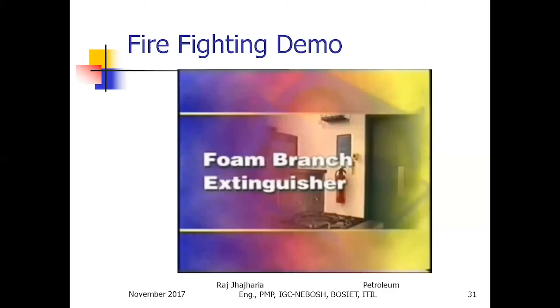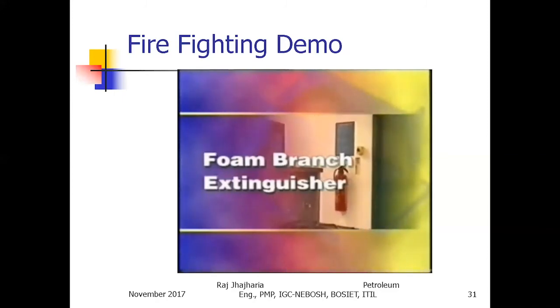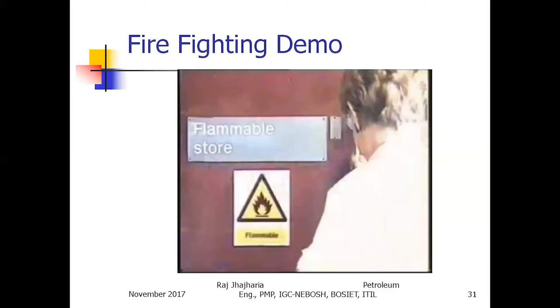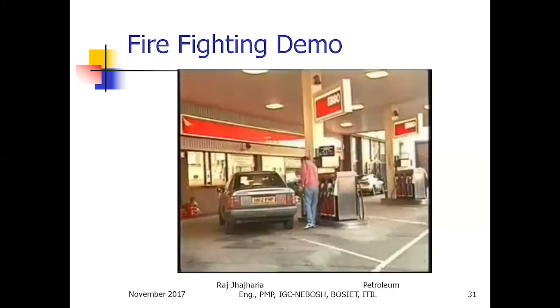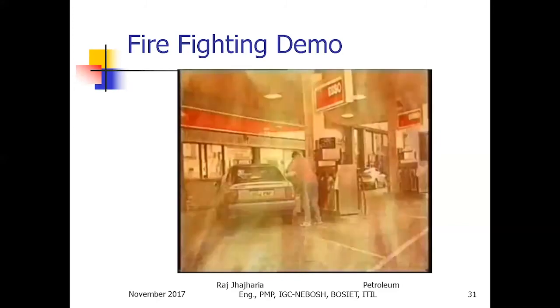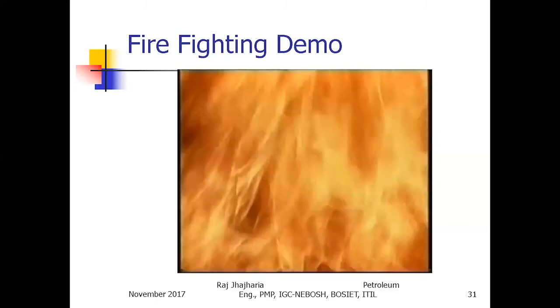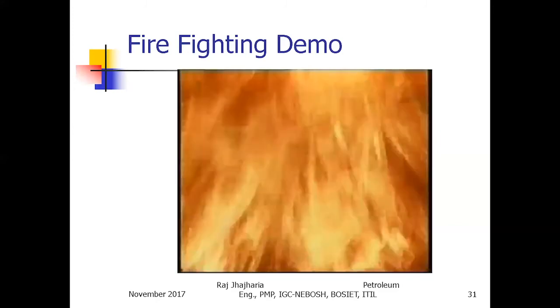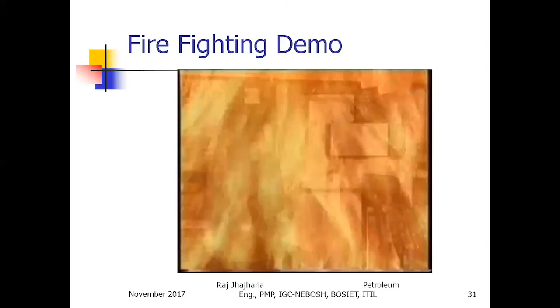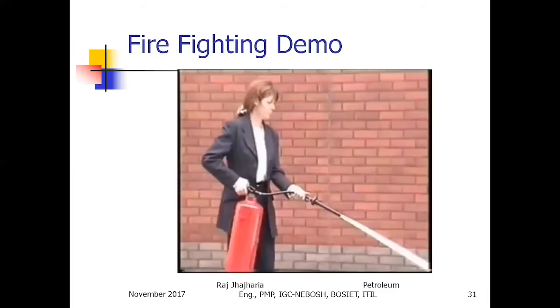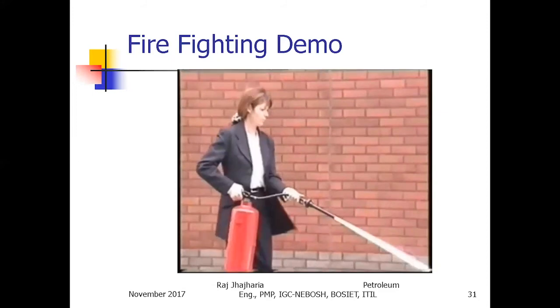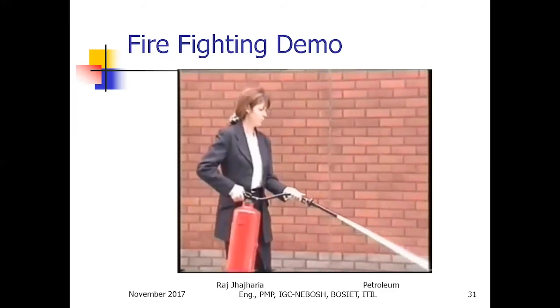The foam branch extinguisher is normally found where flammable liquids present a fire risk, like flammable liquid stores, boiler houses, kitchens, or petrol stations. When flammable liquids burn, it's not the liquid that is burning, but the vapors which are given off. And some flammable liquids, like petrol, will readily produce vapors, even at very low temperatures. So the idea is to stop these vapors from escaping by covering the surface with a layer of foam.